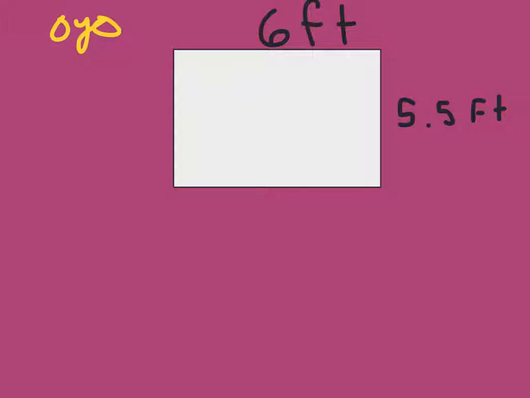Alright, this one is your OYO. This one you're going to find on your own, both the perimeter and the area. So pause this video here, please, and find these two things.